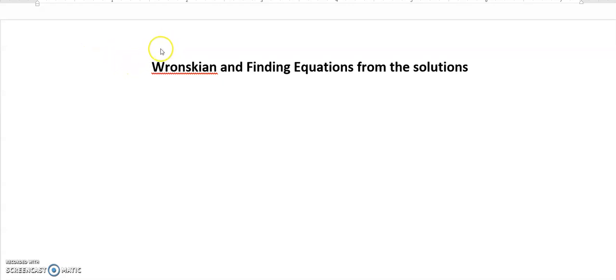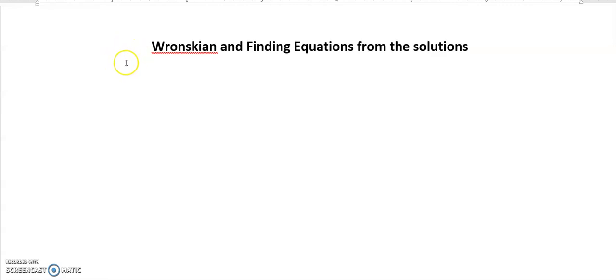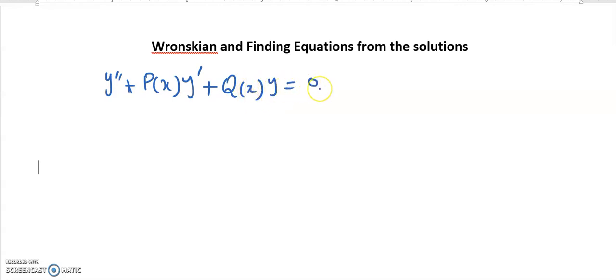Now I will talk about the test which is called the Wronskian test for the solutions of differential equations. So suppose we have a differential equation in this form: y double prime is equal to some function p of x, y prime plus some function q of x, y is equal to 0.